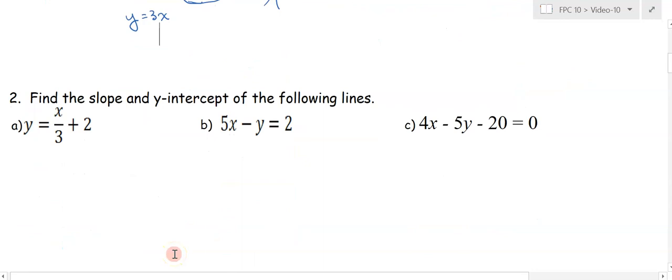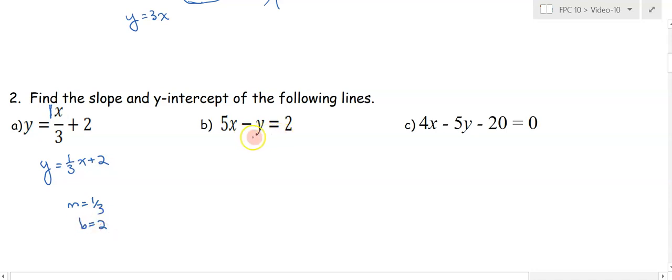If I give you the equation, you should be able to identify the slope and the y-intercept. So y equals x over 3 plus 2 is the same as, if the x is in the numerator, you take the coefficient of the x in the numerator. So I could rewrite that as 1/3 x plus 2. So my slope is 1/3 and my y-intercept is 2.